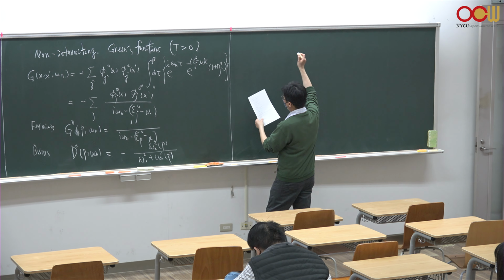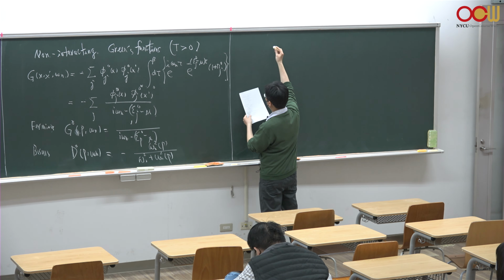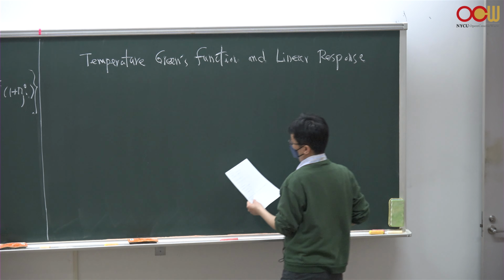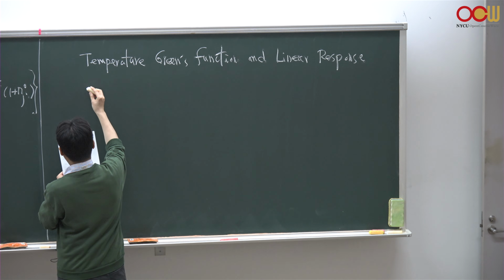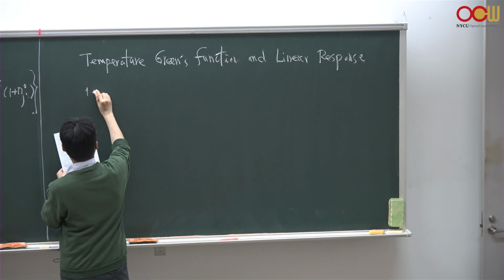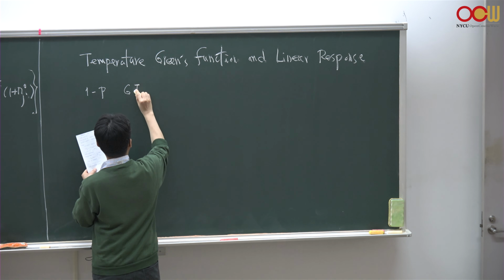So let's just come back to this temperature Green's function in real time and the linear response that we talked about in the very beginning. So let's just look at this, again, single-particle Green's function, but in real time. So again, this is our target quantity, right? Right here. So, of course, we could formulate this real-time Green's function at finite temperature.